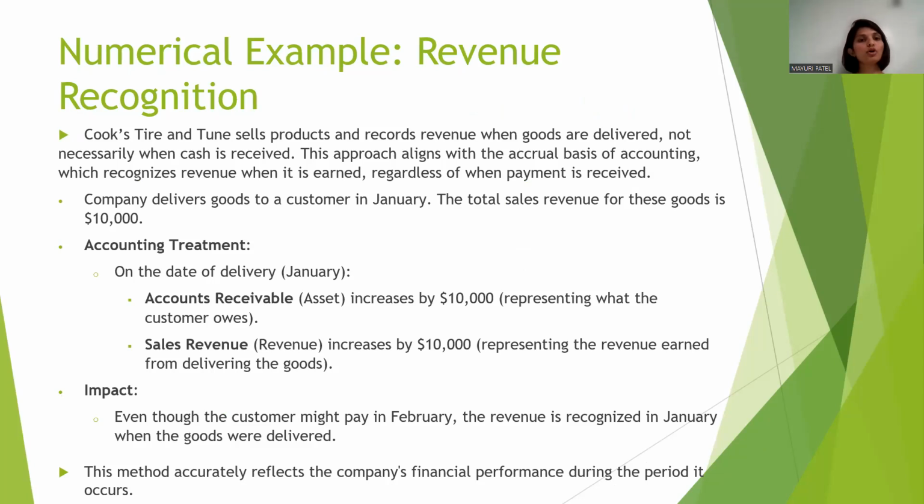Revenue recognition. Cookstand and Tune Auto Repairs Company sell products and record revenue when the goods are delivered, not necessarily when the cash is received. This approach aligns with accrual-based accounting. In this entry, the company delivered goods to a customer in January. The total sales revenue for these goods is $10,000. Accounting treatment on the date of delivery: accounts receivable, an asset, increased by $10,000 as the customer owes. Sales revenue increased by $10,000, representing the revenue earned from delivering the goods. Impact: even though the customer might pay in February, the revenue is recognized in January when the goods were delivered. This method accurately reflects the company's financial performance during the period in which it occurred.